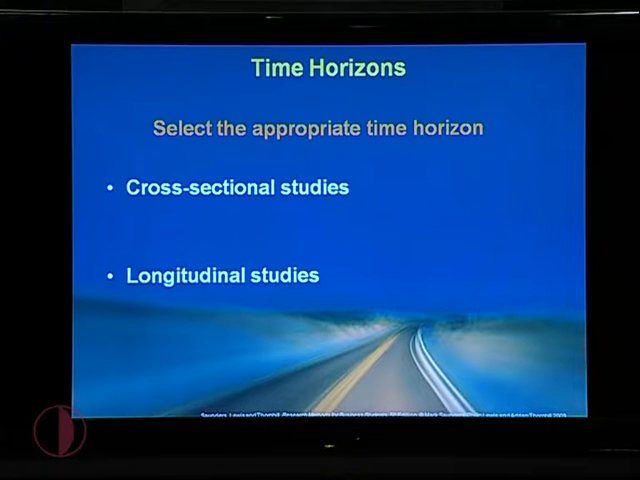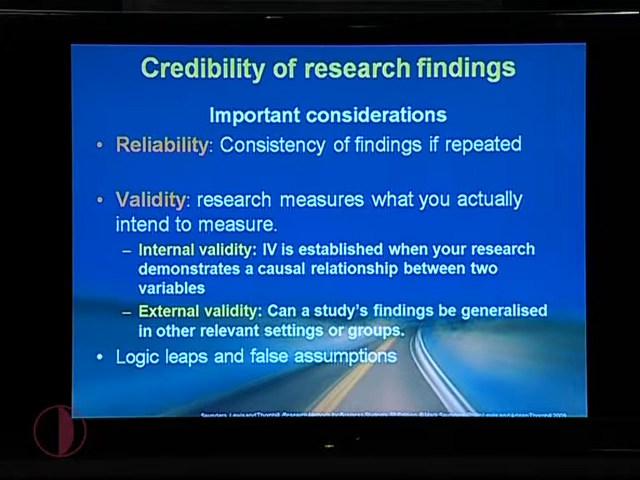We also mentioned the time horizon. It will be either cross-sectional studies, just at a fixed time, like a snapshot, or longitudinal studies, over a period of time. The most important considerations in our research design and our findings are reliability, the consistency of findings if repeated. That is, if somebody repeats the same experiment or the same survey in the same situation, he will have the same finding.